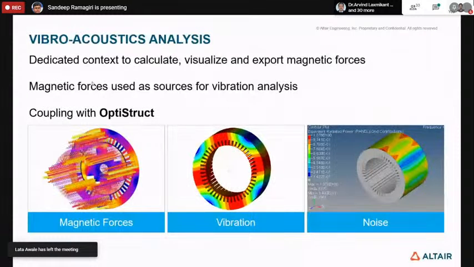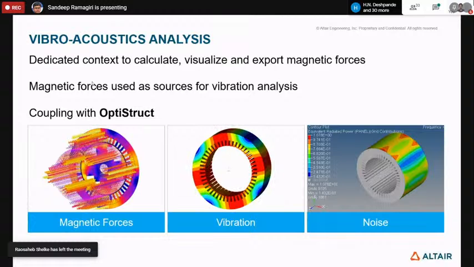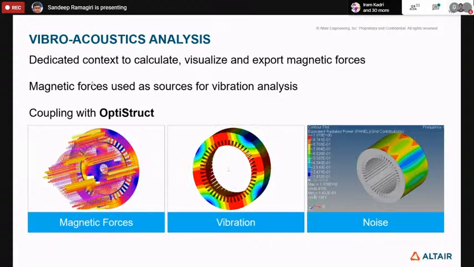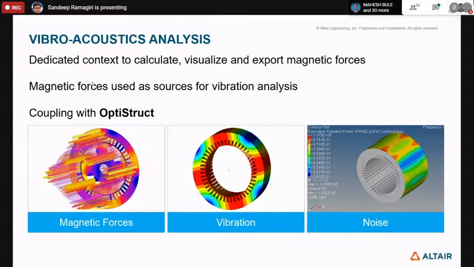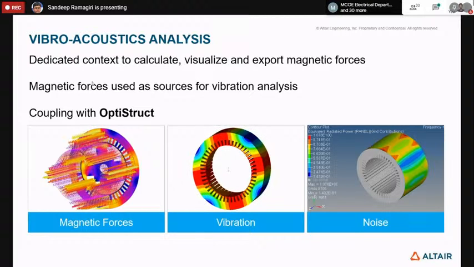It's also important to look at noise and vibrations in the detailed stage. What we do is compute the total electromagnetic forces and export them to OptiStruct, which is a structural simulation tool, and we map these electromagnetic forces in the structural simulation tool, and then we get the noise and vibration analysis.